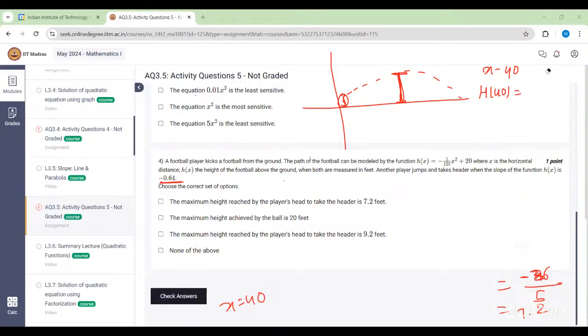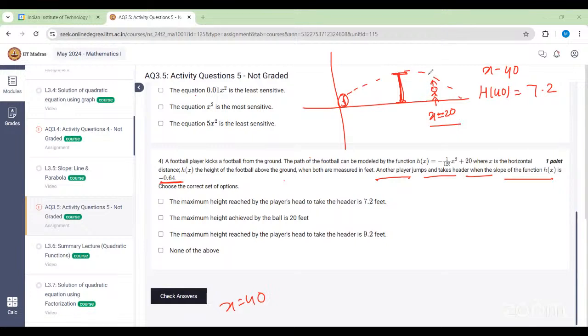If you calculate h of 40, then just by using the expression, we are getting 7.2. So what is happening? If some player is standing here and he wants to take the header at x equals 20, why do we know that he is standing at x equals 20? Because the information is given that another player jumps and takes the header, and the slope of the function is this. So by using the slope formula, we get that this person is standing at x equals 20. And now he wants to jump and take the header.